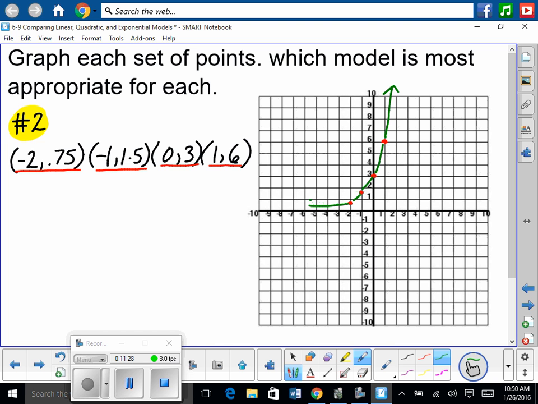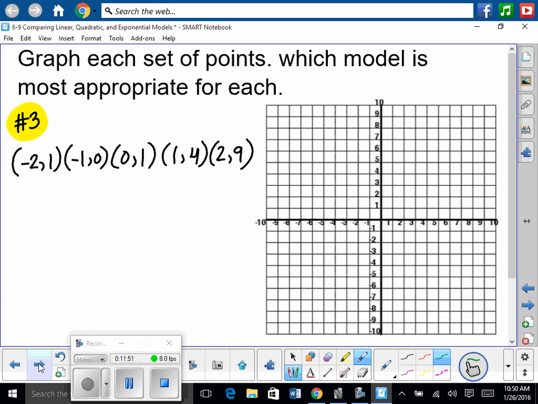All right, is that a straight line? No, so we know it's not linear. Is it a U shape? No, so it's not quadratic. Is it starting really small and getting exponentially larger? Yes, so we say it's exponential. Questions on that one? One more from your worksheet, then I'll just let you go for a second.